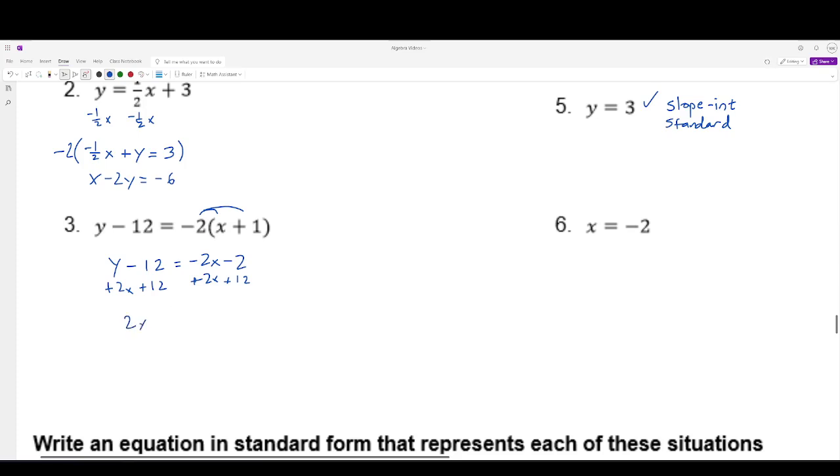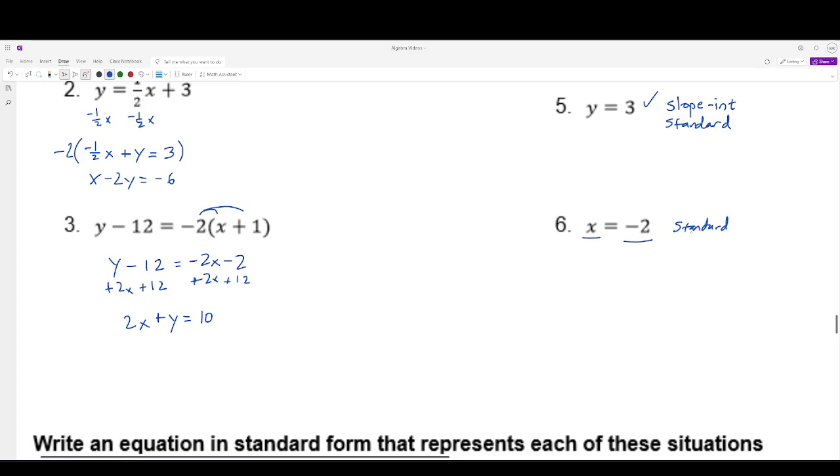So now I have 2x plus y, the 12's cancel, equals, the x's cancel, and negative 2 plus 12 is 10. So we get 2x plus y equals 10, and that's our standard form. This one, x is on one side, constants on the other side, and there is no y value, so this is a vertical line, and this is already in standard form.